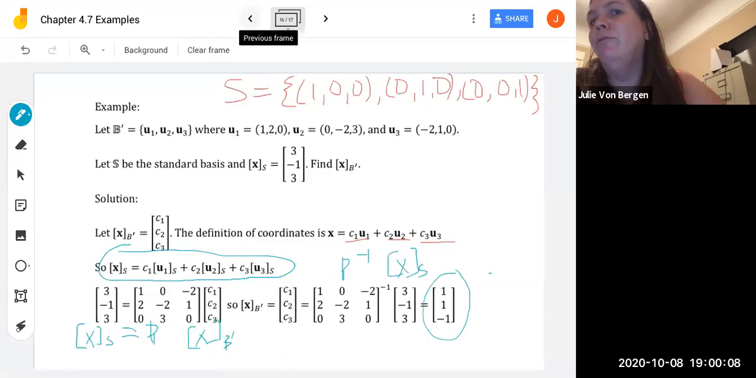Okay, in the next section 4.8, we're going to be looking at applications. So we'll be using some of these change of basis techniques with conic sections to do some rotations and see how this can be applied to geometric representations.